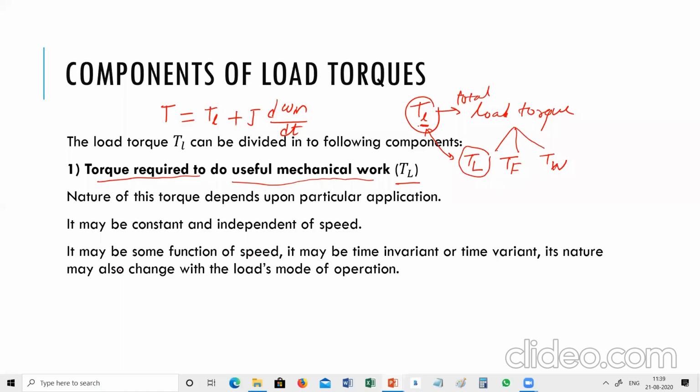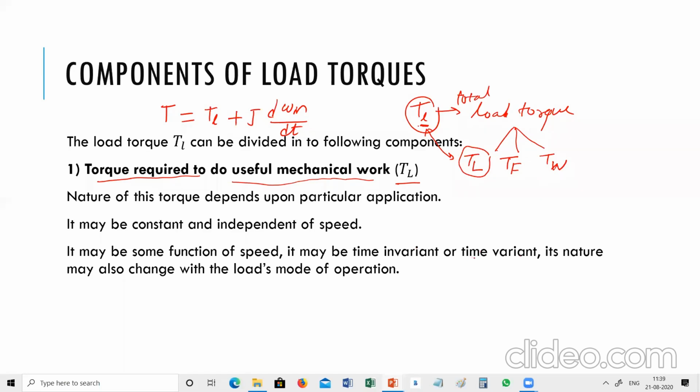Okay, it may be some function of speed. Means what? The load torque may be directly proportional to speed, or inversely proportional to speed, or it may be proportional to the square of speed. Okay, we are going to see those graphs also. Okay, it may be time invariant or time variant.